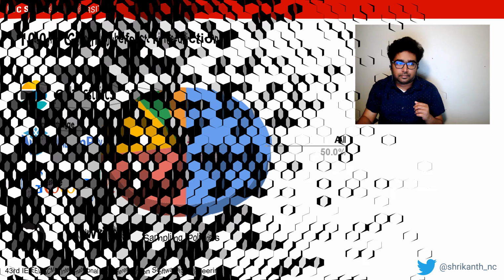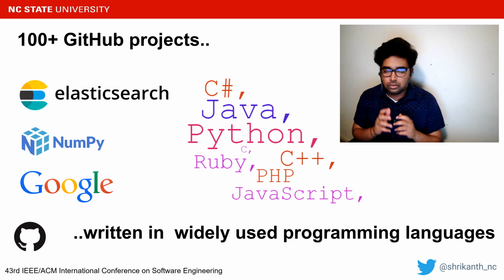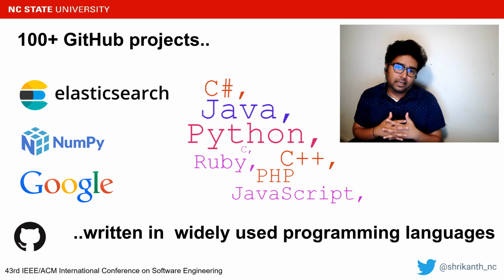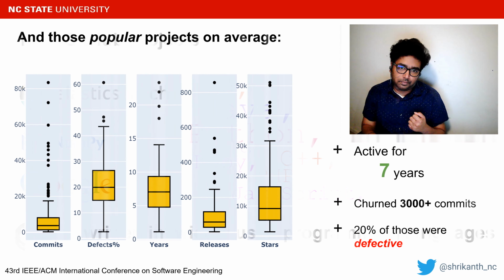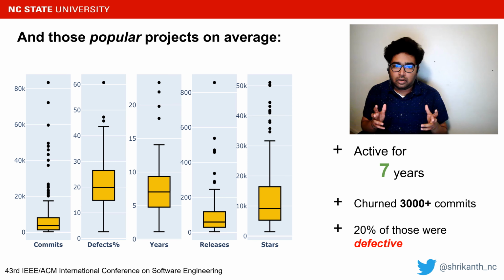To assess those sampling policies, we mined numerous popular GitHub projects that are being developed for widely used applications. These projects are non-trivial engineering projects written in widely used programming languages. Those projects are long-running and 20% of their commits on average are defective, and they churn over 3,000 commits.